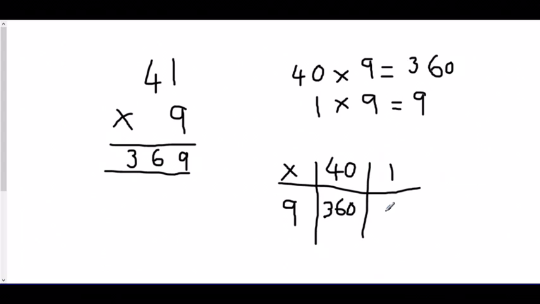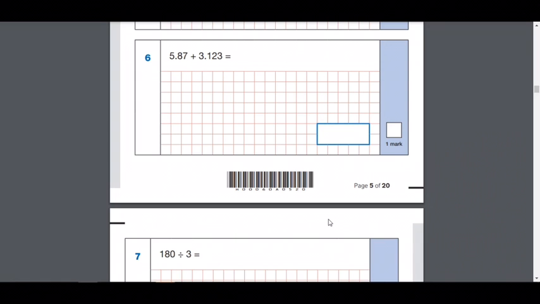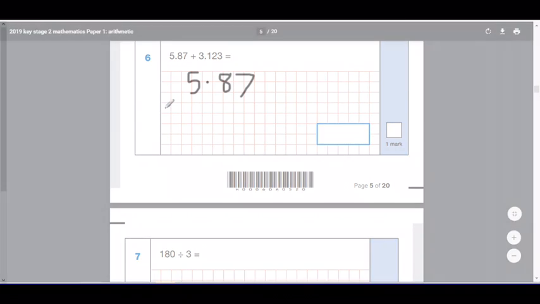Here they do 1 times 9, which is 9, and they add them together to get 369. As long as they get the right number, it doesn't matter how they got there. The next question requires the children to add together 2 decimal numbers. As you can see, the first number has 2 decimal places, and the second number has 3 decimal places. This is what the children would be expected to do.